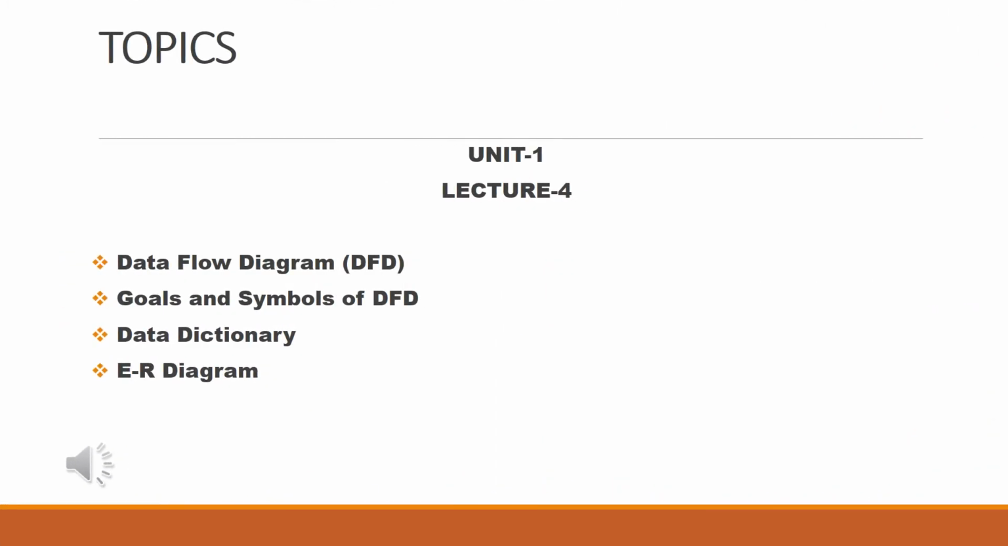Students, this is lecture 4 of Unit 1, and in this lecture we will discuss data flow diagram. What are the goals of data flow diagram? What are the symbols that we use in data flow diagram? Then what is data dictionary? What are its various advantages and disadvantages? Why do we need data dictionary? And then we will discuss ER diagram, that is entity relationship diagram.